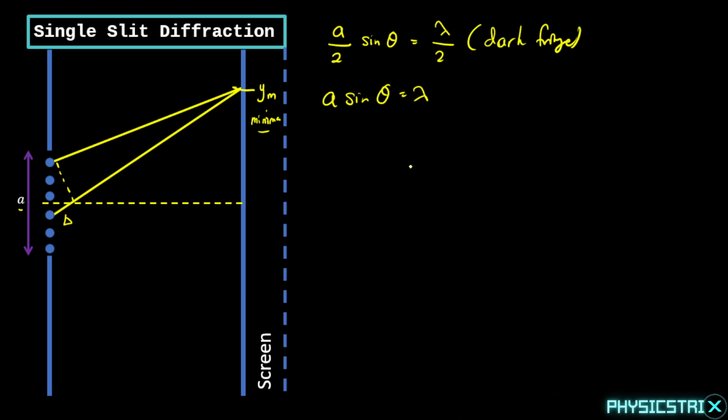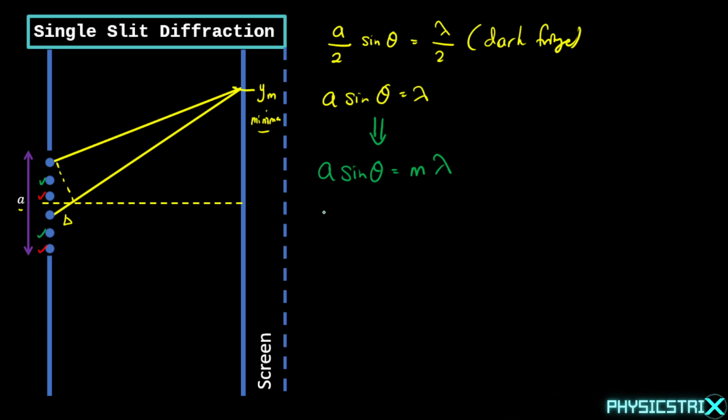You can immediately translate this into all other cases as well. If I chose the second point, it would correspond to the fifth one, and the second and the fifth will form a minima at ym. If I choose the third point, it will form a dark fringe at ym with the sixth one, the last one here. All of these pairs interfere with each other destructively at ym. So I can generalize that: A sine theta equals m lambda, m being the order number of the dark fringes.